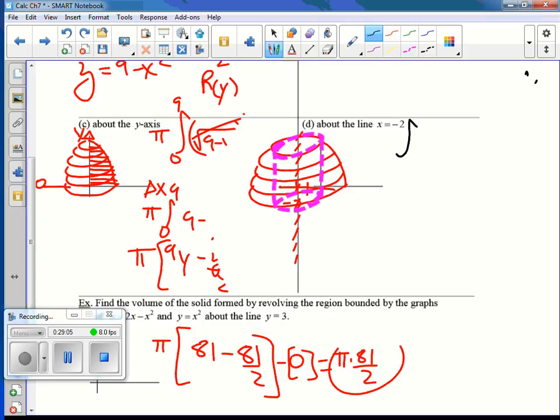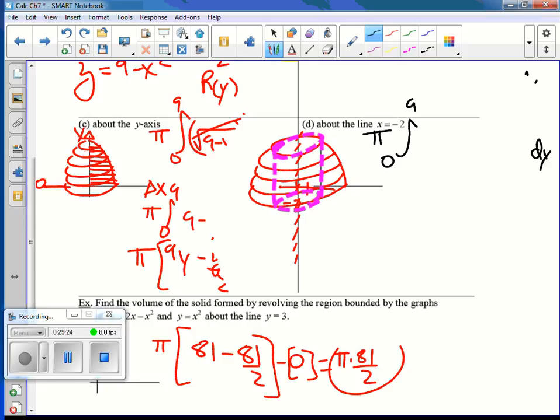We're revolving around the y-axis, so I need a dy. The limits are still going to be the same, so it's 0 to 9, okay? And by the way, at the beginning of the notes, it said that this is on the AP exam, and it is. Many times they'll ask you to just write the integral that gives a volume.